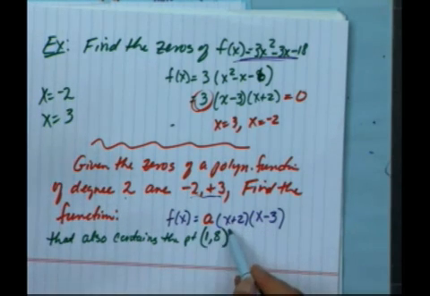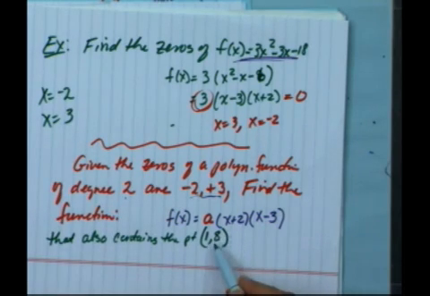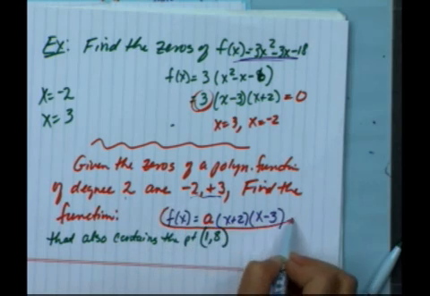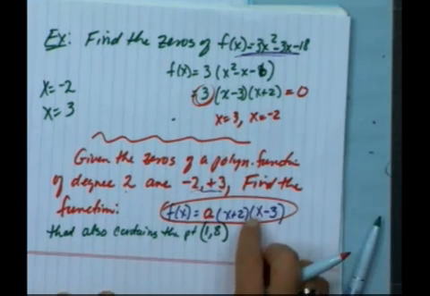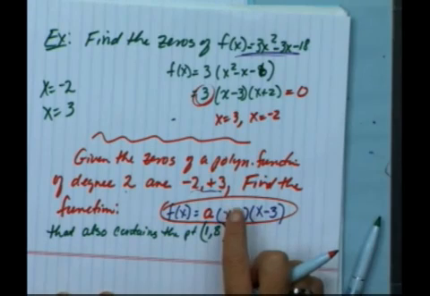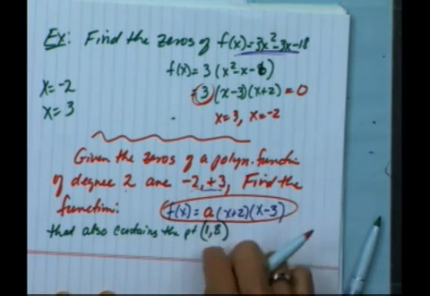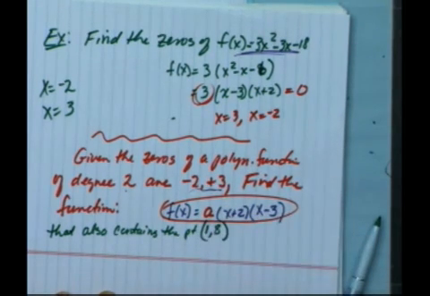So y equals a(x plus 2)(x minus 3). Okay, now which one goes for x and which one goes for y? You plug 1 in for x and 8 in for y. You are so perfect. Once you get this far, then this represents every polynomial function that has zeros -2 and 3, but you want the particular one that goes through the point (1, 8), so that information allows you to go back and solve for a.